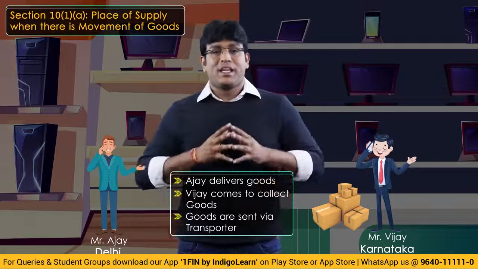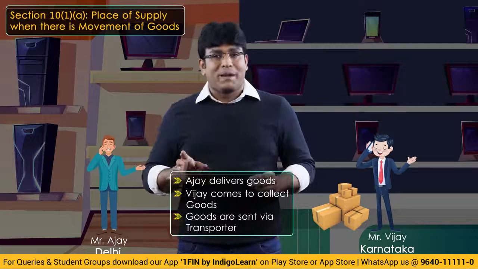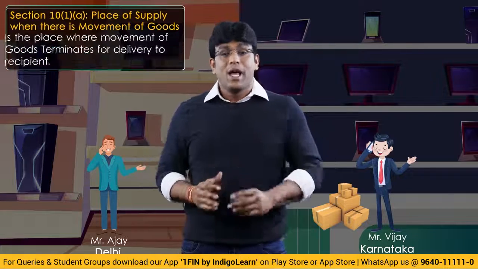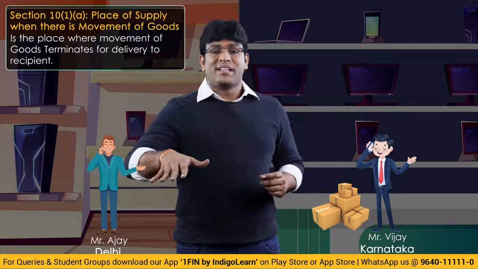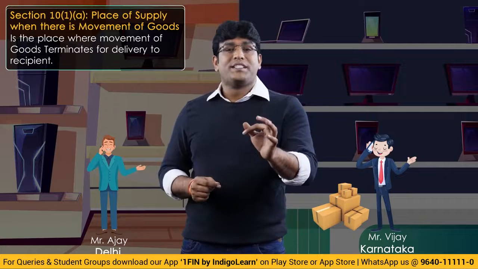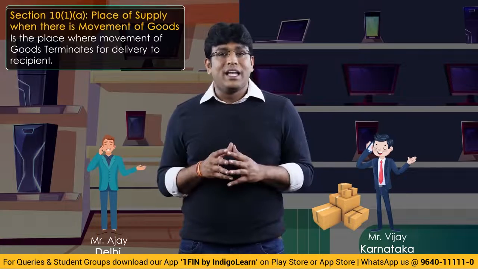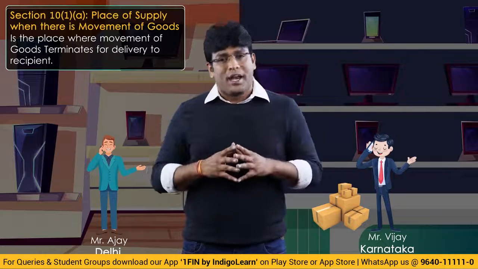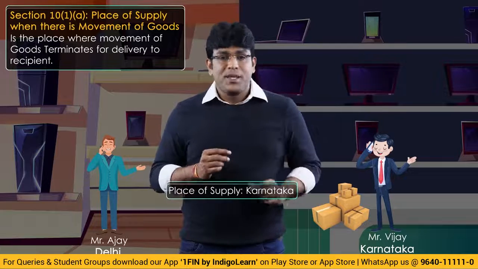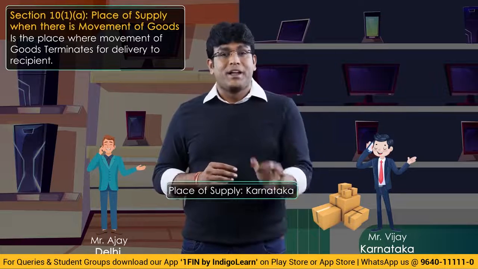Here, in this particular case, you have to understand that as per section 10.1a, place of supply in case where there is movement of goods shall be the place where movement of goods terminates. Terminates means stops. Movement of goods terminates for delivery to the recipient. If you observe very clearly here, Ajay of Delhi supplied goods to Vijay of Karnataka. In this particular case, my dear friends, place of supply will become Karnataka, because movement of goods has terminated for delivery to the recipient in Karnataka.